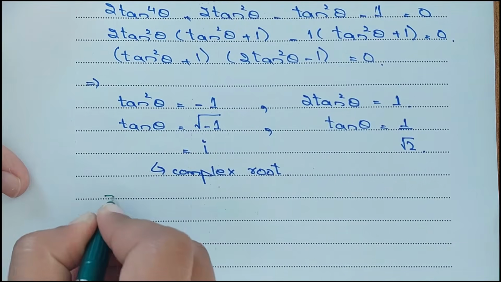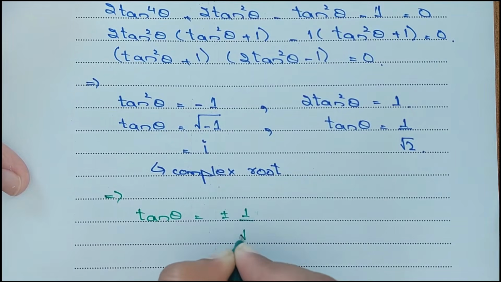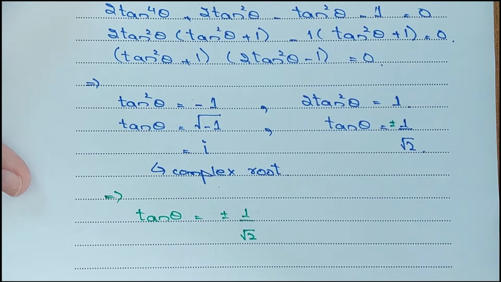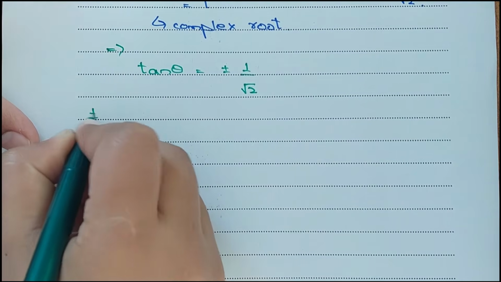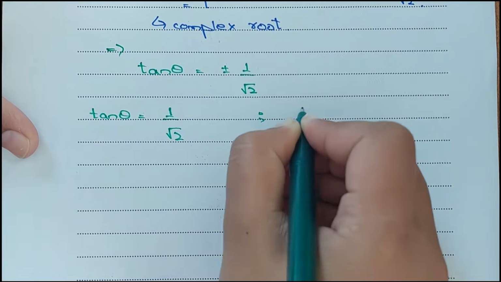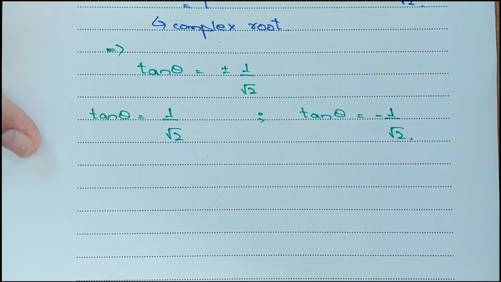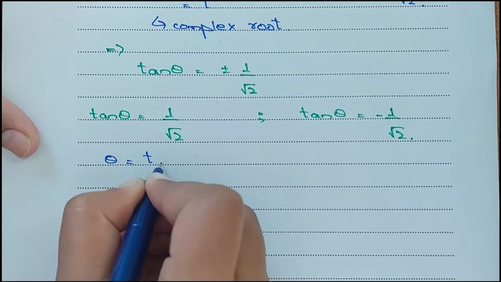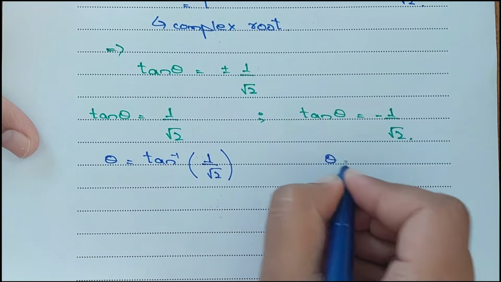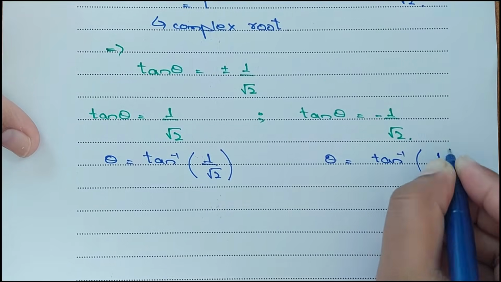Okay, second factor. We can say that tan theta is equal to plus minus 1 over square root of 2. When we take square roots, we do plus minus, right? So tan theta is 1 over square root of 2, or tan theta is minus 1 over square root of 2. Let me solve for theta first. Theta would be equal to tangent inverse of 1 over square root of 2 with a positive sign, and here we are solving for positive, and then we can check in which quadrant tangent is negative, right?